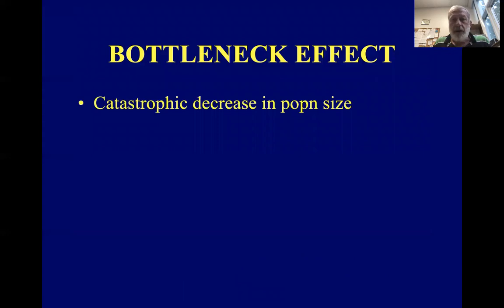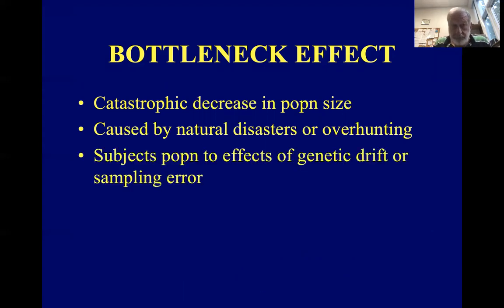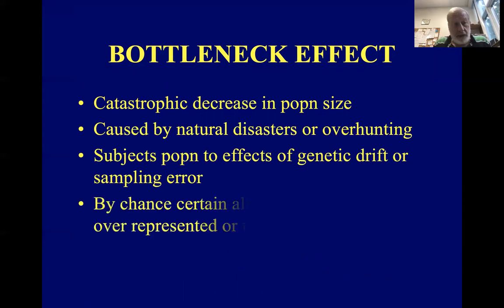So we'll look at a couple of specialized examples of genetic drift. One's called the bottleneck effect, like a wine bottle with a narrow neck. So this is a catastrophic decrease in population size caused by natural disasters like fires, floods, earthquakes, or by overhunting. And so it subjects the population to the effects of genetic drift or sampling error.